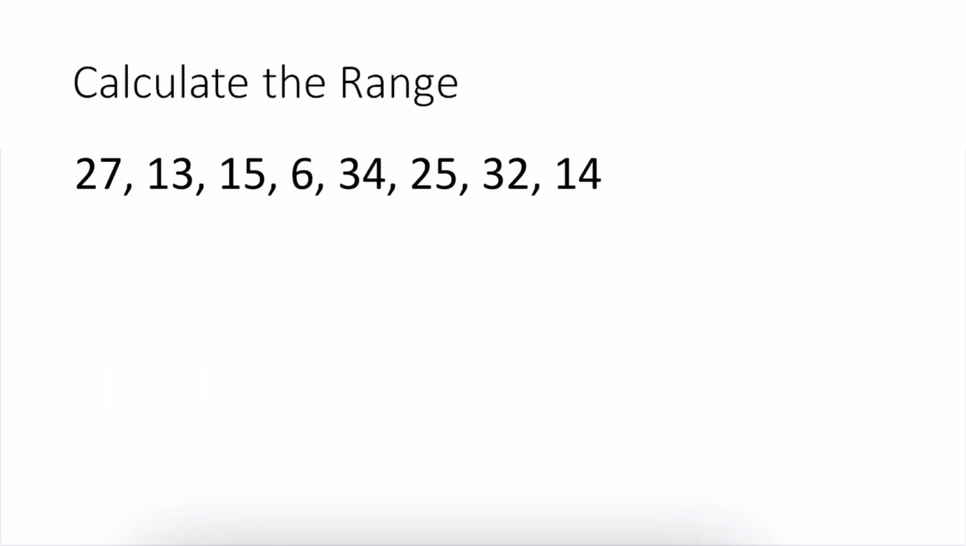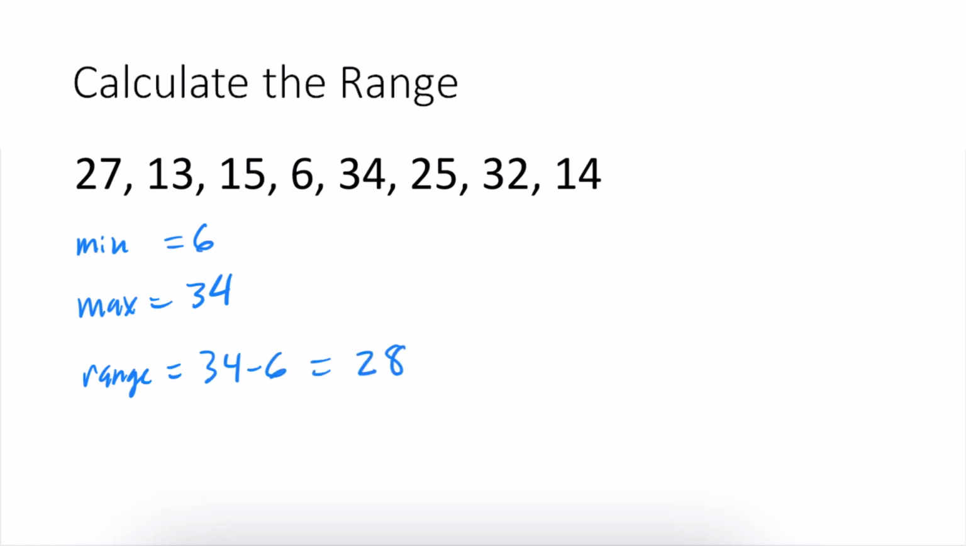And if I wanted to calculate the range for this data set, I would basically do the same thing. So I would say, well, my minimum of this data set is 6. My maximum, if I look through all of my data points, it looks like it's going to be 34. And so the distance between the minimum and the maximum, or the range, would equal 34 minus 6, which would be 28. And so my range in this case would be 28.